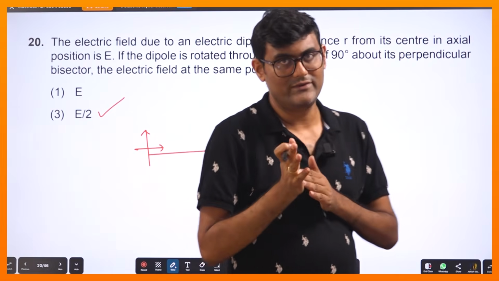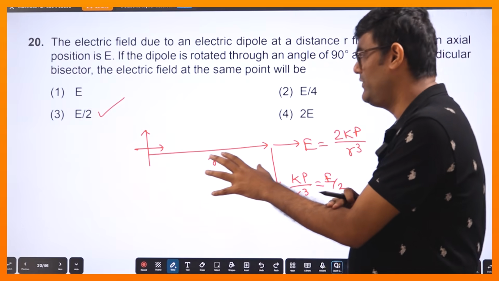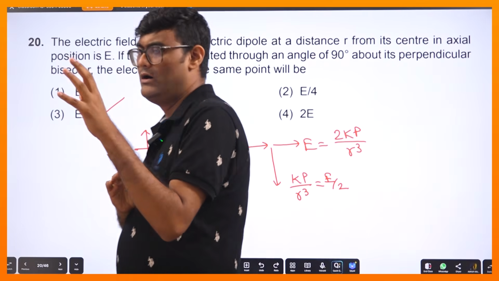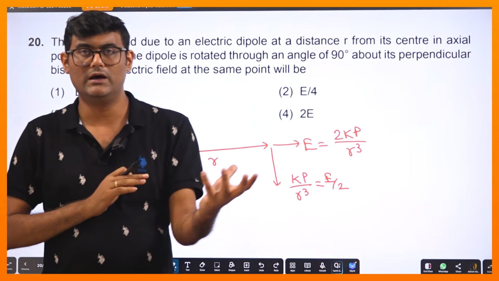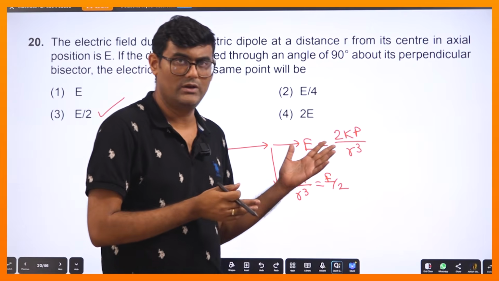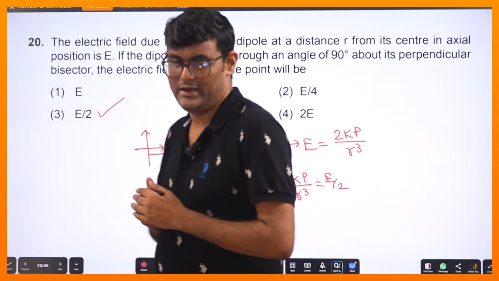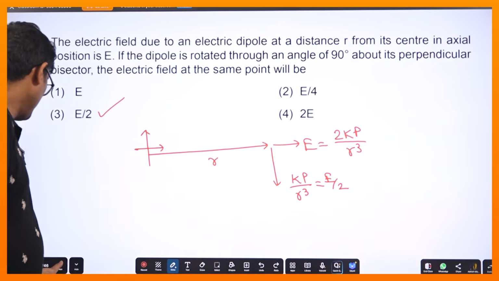Okay, students, so you have seen that the questions are pretty conceptual, and the questions are directly from the exact formula. So you have to remember those formulas. In physics, there are lots of formulas. You have to revise those formulas again for your upcoming exams. Okay, let's move to the next question.